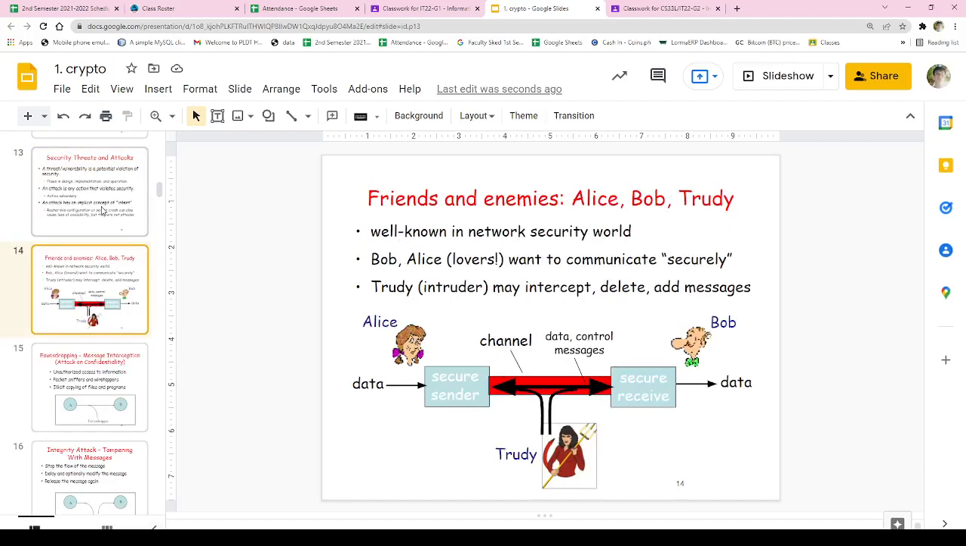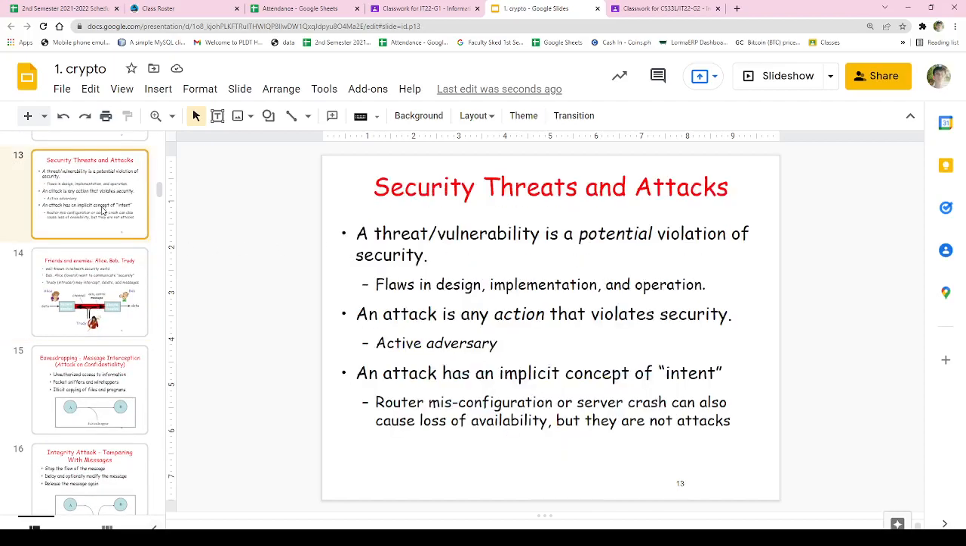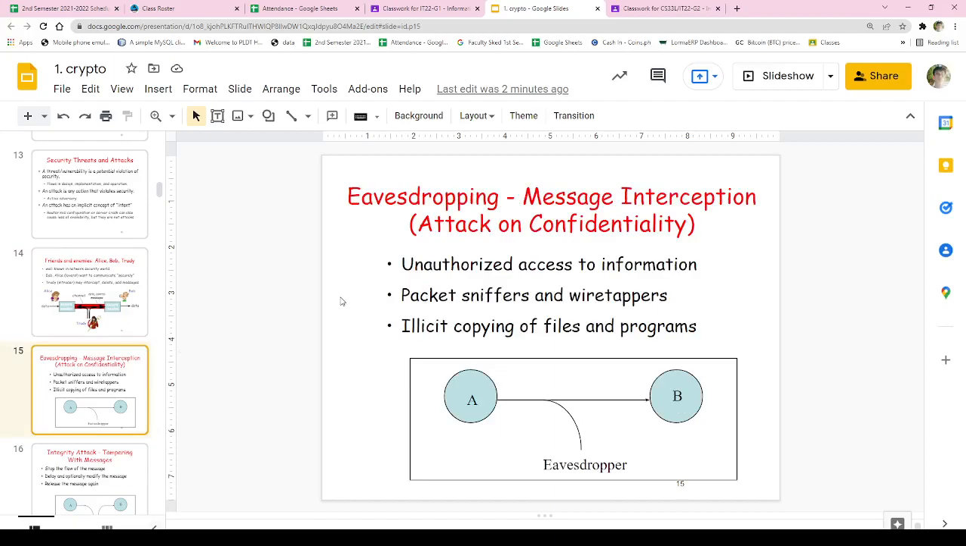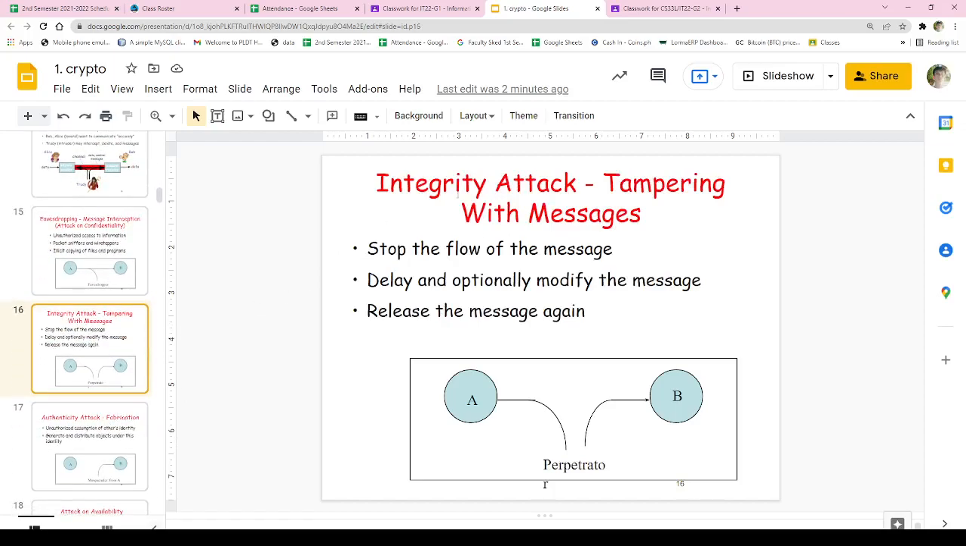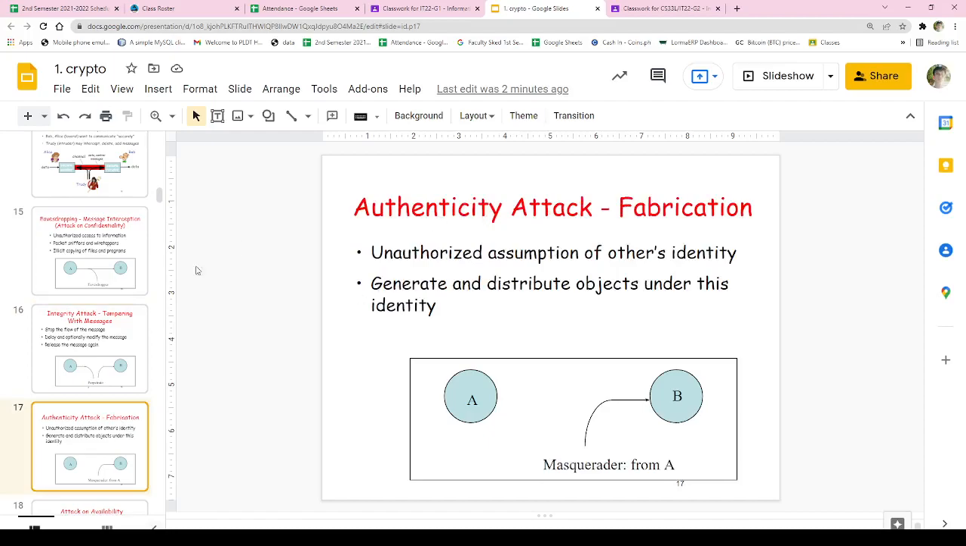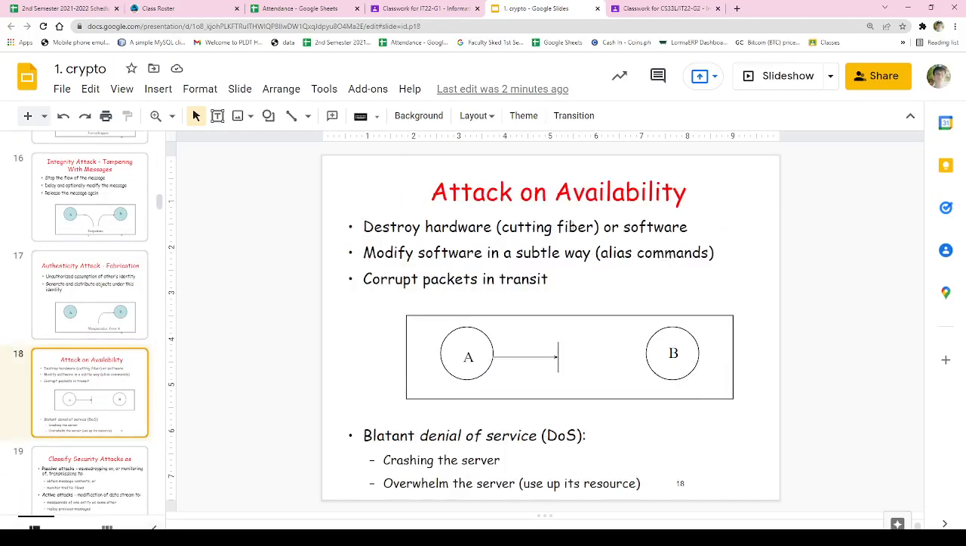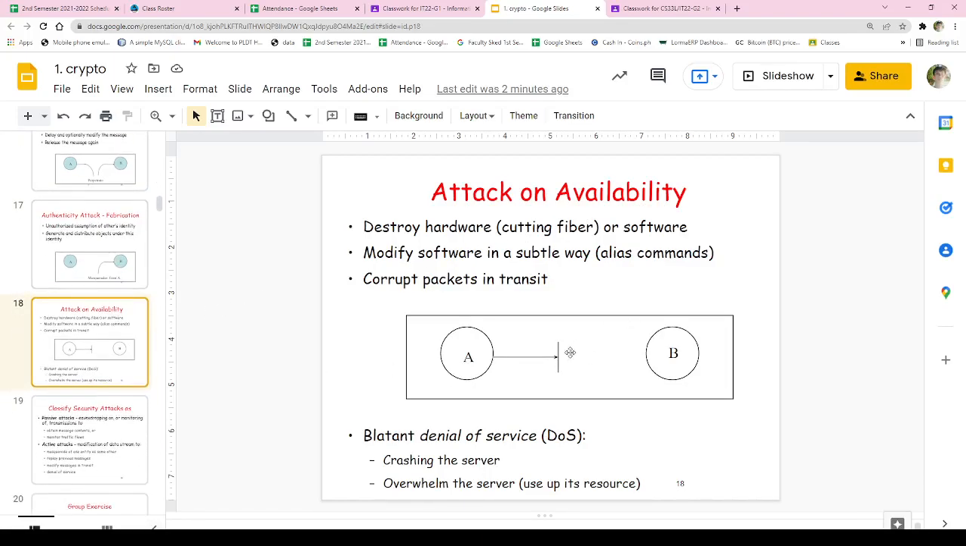Now these are the security threats and attacks. For the attacks, we have confidentiality, the four. Confidentiality attack, we have integrity attack. I've already discussed those topics. Authenticity attacks, I already discussed those too. Attacks on availability: you can attack the hardware or even the software so they cannot communicate.